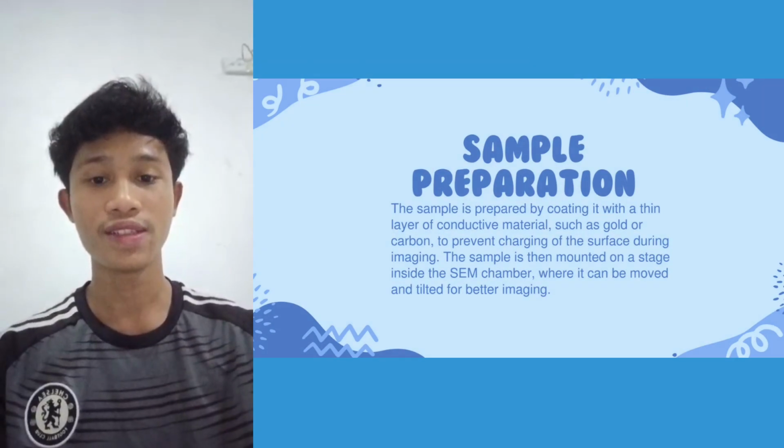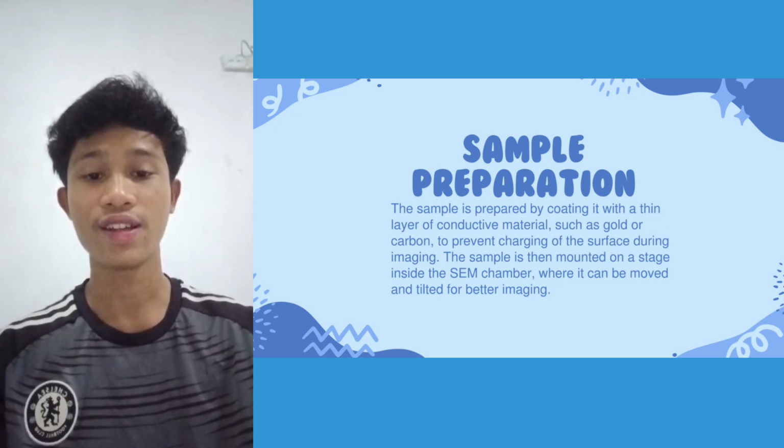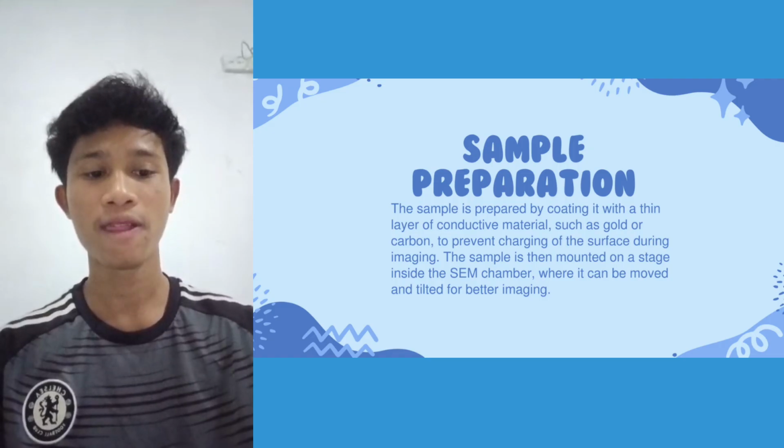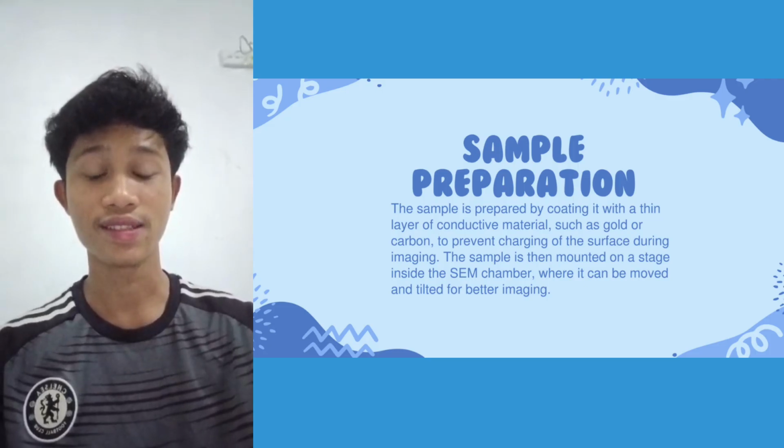So next we come to the sample preparation. The sample is prepared by coating it with a thin layer of conductive material, such as gold or carbon, to prevent charging of the surface during imaging. The sample is then mounted on a stage inside the SEM chamber, where it can be moved and tilted for better imaging.